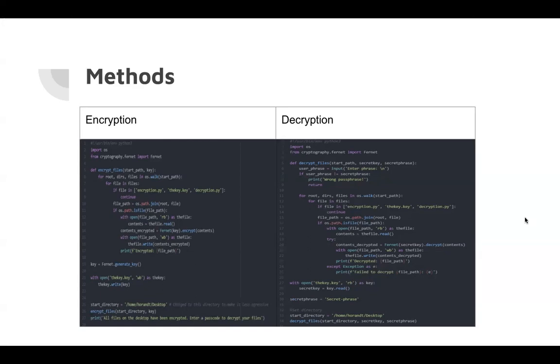For our encryption, it's performed only on a desktop path, just for safety reasons. It makes sure it doesn't encrypt itself, the key, or the decryption file, because if one of those files gets encrypted, then you can't recover anything. And the decryption pretty much does the same thing, but it decrypts all the files using the secret phrase.